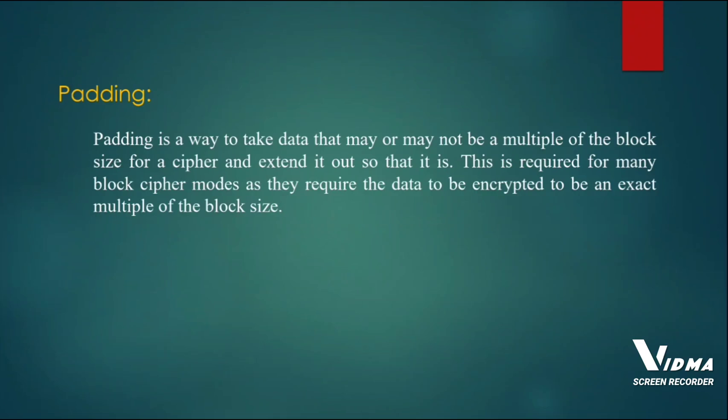Padding is a way to take data that may or may not be a multiple of the block size for a cipher and extend it out so that it is. This is required for many block cipher modes, as they require the data to be decrypted to be an exact multiple of some block. The main primary use of padding with the classical ciphers is to prevent the cryptanalyst from using that predictability to find known plain text that aids in breaking the encryption.